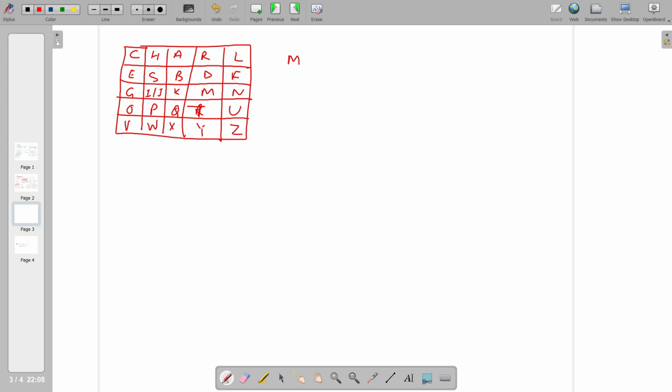In the same plain text, meet me at the bridge. Because E is alone, we are going to fill it with X. The rest are all in groups of 2.